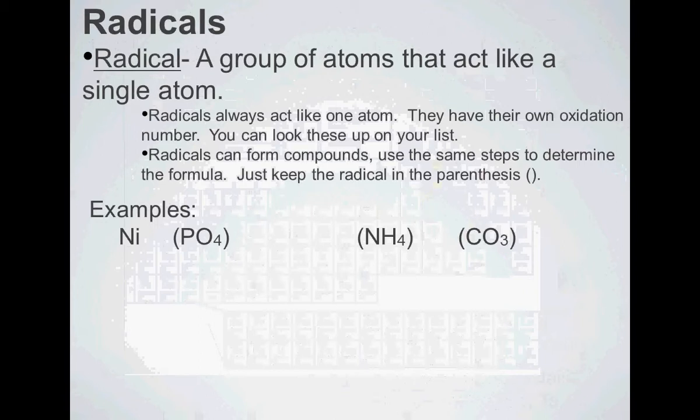Phosphate, yes. All right, so we follow the exact same steps to determine what compound nickel and phosphate would form. We write the name of the element or the radical. We find the oxidation numbers. What is nickel's oxidation number? Abby? +2. Has 2 electrons in the outer shell. It's +2. How about phosphate? What is phosphate's oxidation number?